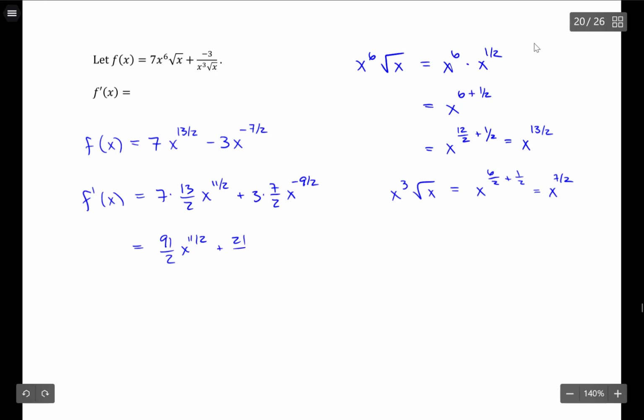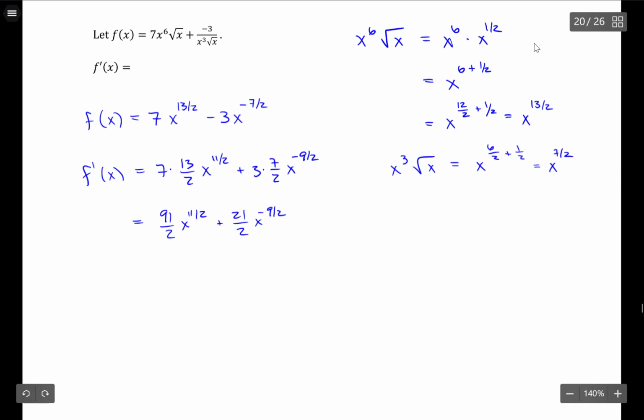Plus 21/2 x to the negative 9/2. And you could make that a positive exponent, or you could leave it. Depends on if the question requests it or not. Sometimes they do, sometimes they don't. That's a perfectly fine answer there.